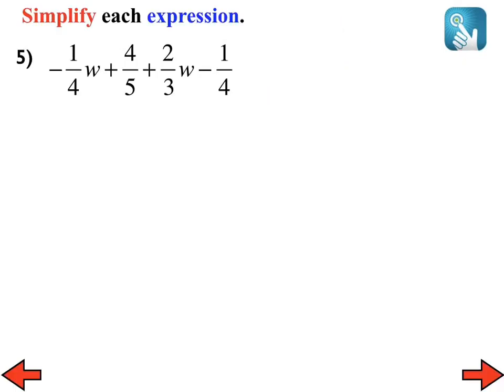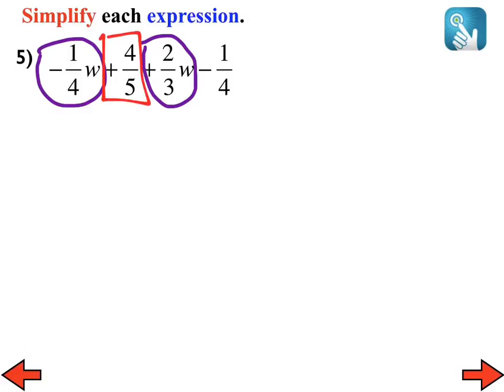First we're going to combine the W terms. So that's negative 1/4 W and positive 2/3 W. And then the constants would be next. What is the LCD for the W terms? Yes, 12. I want both of these to be over 12.